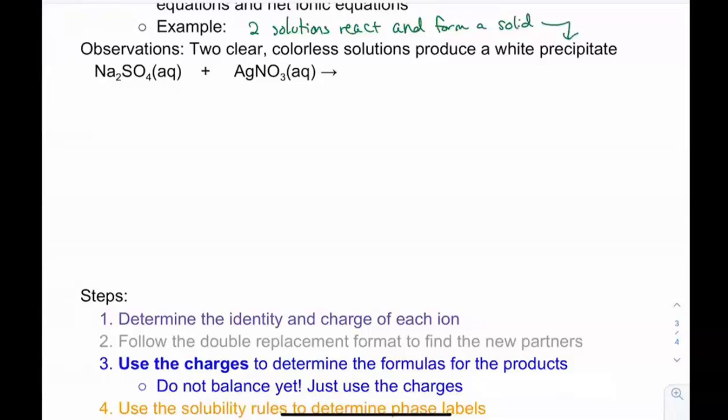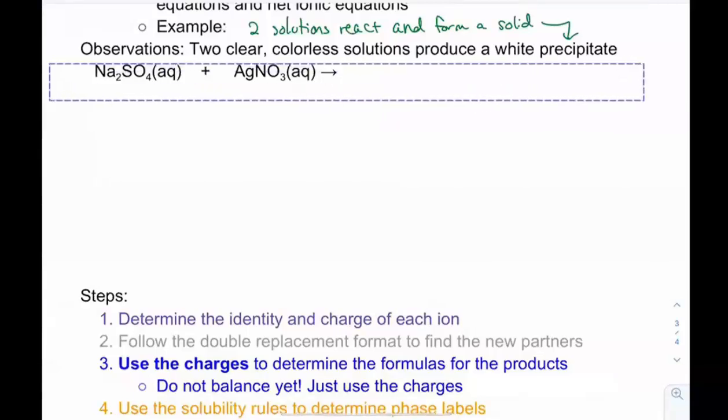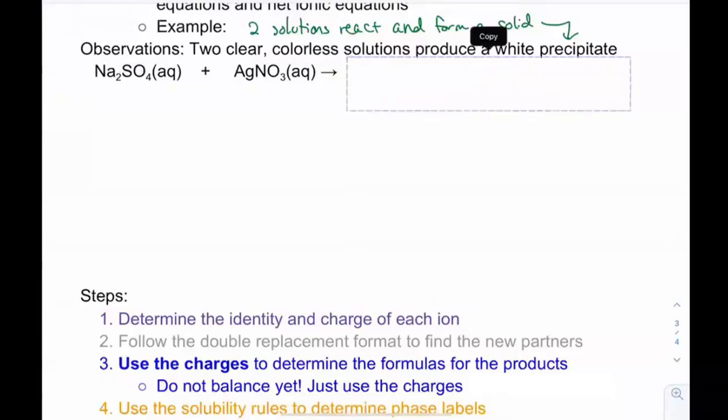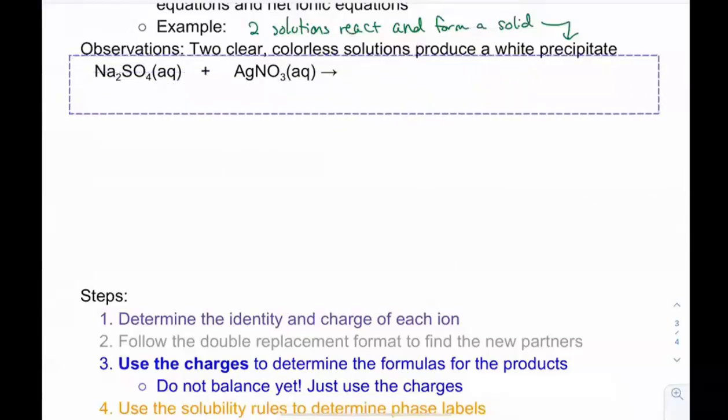So you are going to be given the identities of 2 reactants, both of which are aqueous solutions. Your job is to do 2 things. It's going to take a lot of steps to do those 2 things. One is to write a balanced chemical equation. So you need to figure out the products and then balance the chemical equation.